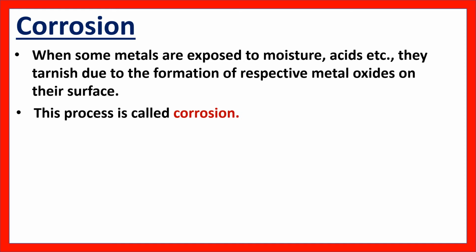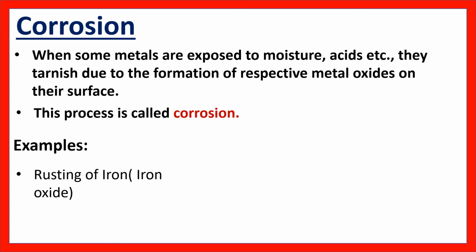That means when some metals are exposed to moisture or acids, they react with them and a layer is formed on the surface of the metal. This process is called corrosion. Here we'll observe some examples.